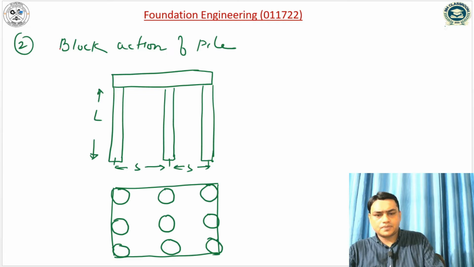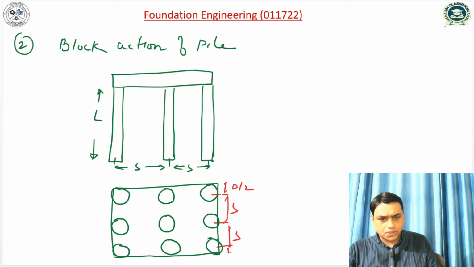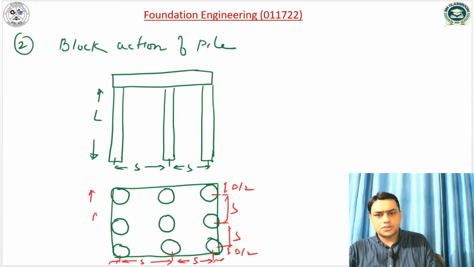So let us assume this is the center to center spacing. This is S. This is also S, and this is D by 2. This is also D by 2. Similarly here, this is S. This is also S, and this is D by 2 and D by 2. Let us name its size as B by B.